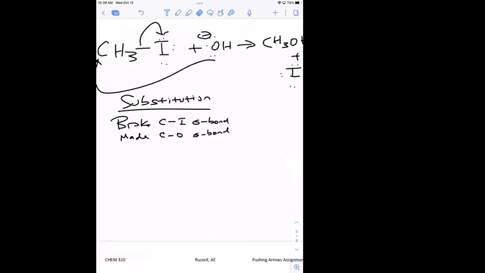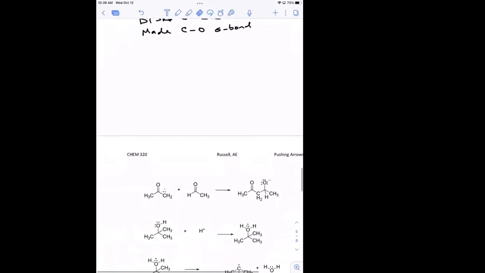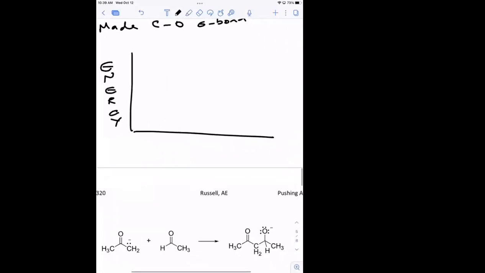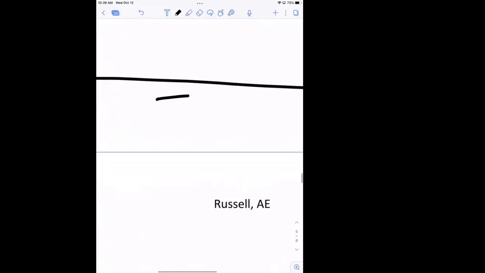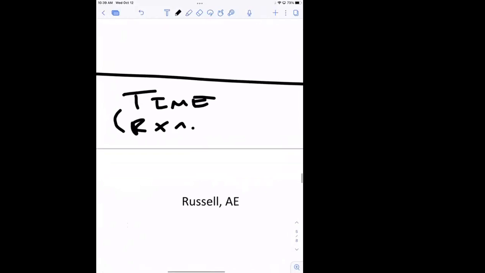So for this particular reaction, every reaction has what we call a reaction profile, right? And that is going from starting materials to products over a period of time. So if I were to draw the profile for this reaction, I'm just going to draw it in general. So this is energy. This is time. Sometimes in the book, you might see it say the reaction coordinate.